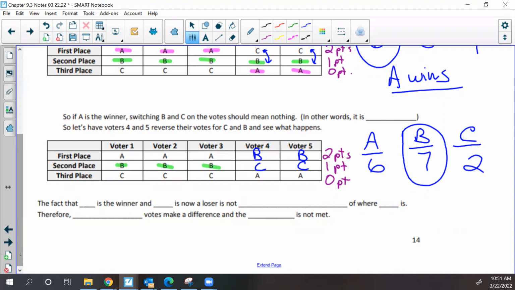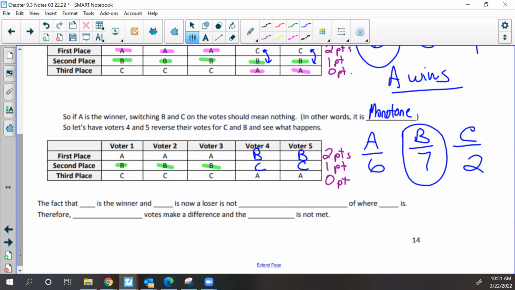Okay. Well, switching B and C on the vote should not mean anything. If it doesn't mean anything, it is monotone. It shouldn't matter. And the problem is that with Borda count, it does matter. It changes the outcome of that election. So you remember we talked about disingenuous votes, how we can manipulate voting systems? Well, we can do that with Borda count.